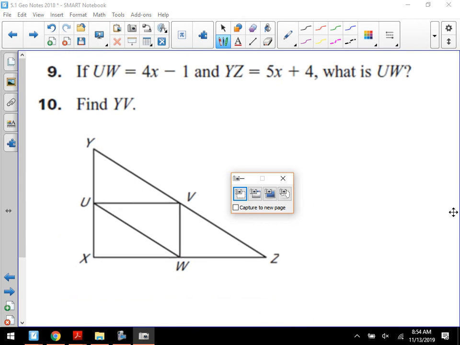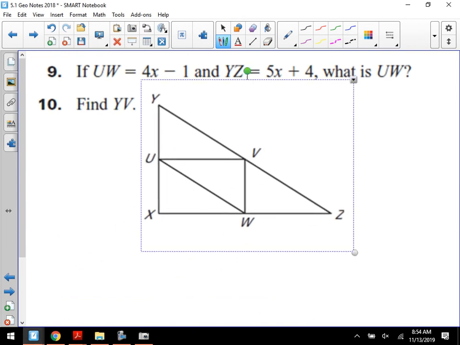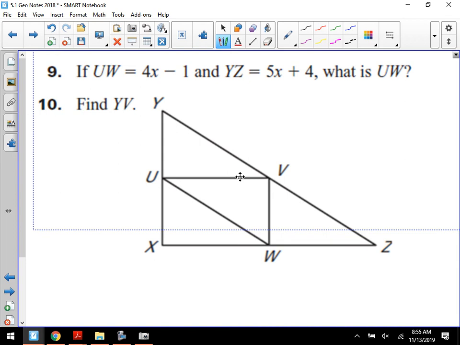Hey, so back to here. I was just trying to blow this one up a little bit more so you can see it. It tells us in the instructions that I just kind of cut off here that points U, V, and W are midpoints. Okay? If those three are the midpoints and there are segments drawn to the midpoints, that makes each of those internal segments what we call mid-segments. That gives you UV, VW, and UW are all mid-segments.